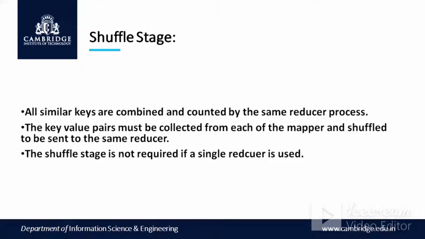The next stage is the shuffle stage, after the combiner stage. All similar keys are combined and counted by the same reducer process. Key value pairs must be collected from each of the mappers and shuffled to be sent to the same reducer. The shuffle stage is not required if a single reducer is used.